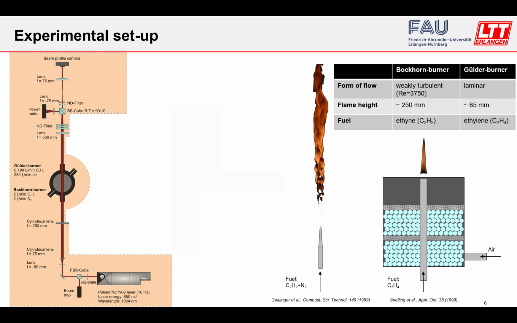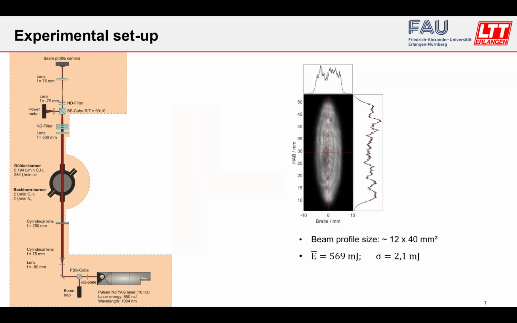As we want to measure in 3 dimensions, we need to irradiate the flame volumetrically. For that, we have to expand our laser beam, which we do with 3 lenses. After the beam passes through the flame, we capture it with a beam profile camera and also measure the energy of this laser shot. And here you see how our beam profile looks. We have an elliptic shape with a beam profile size of 12 times 40 millimeters, and an average laser energy per pulse of 569 millijoules.